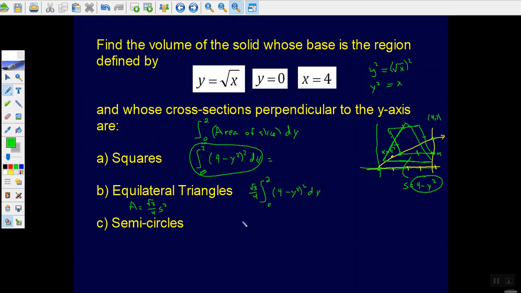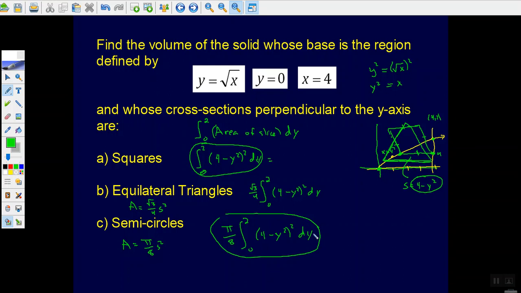And then we've got the semicircle. Again, the semicircle area is pi over 8 times the diameter squared. So this will be an integral that's pi over 8, again from 0 to 2. And the diameter of the semicircles will again be the distance across, and that's 4 minus y, squared. And this integral should give you the volume of all the semicircle cross sections.